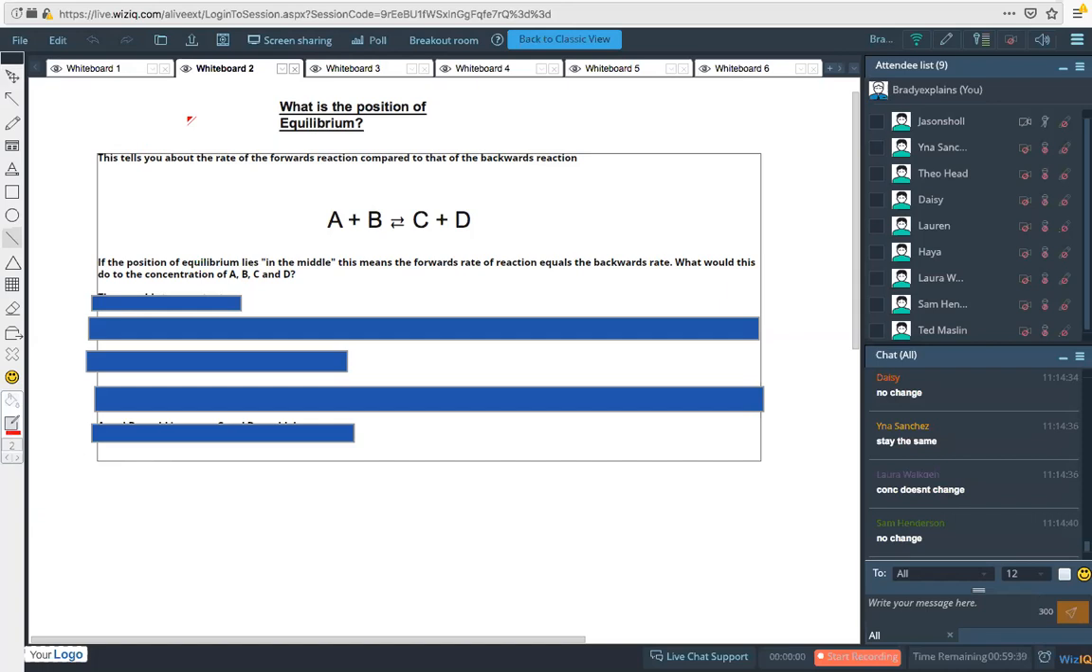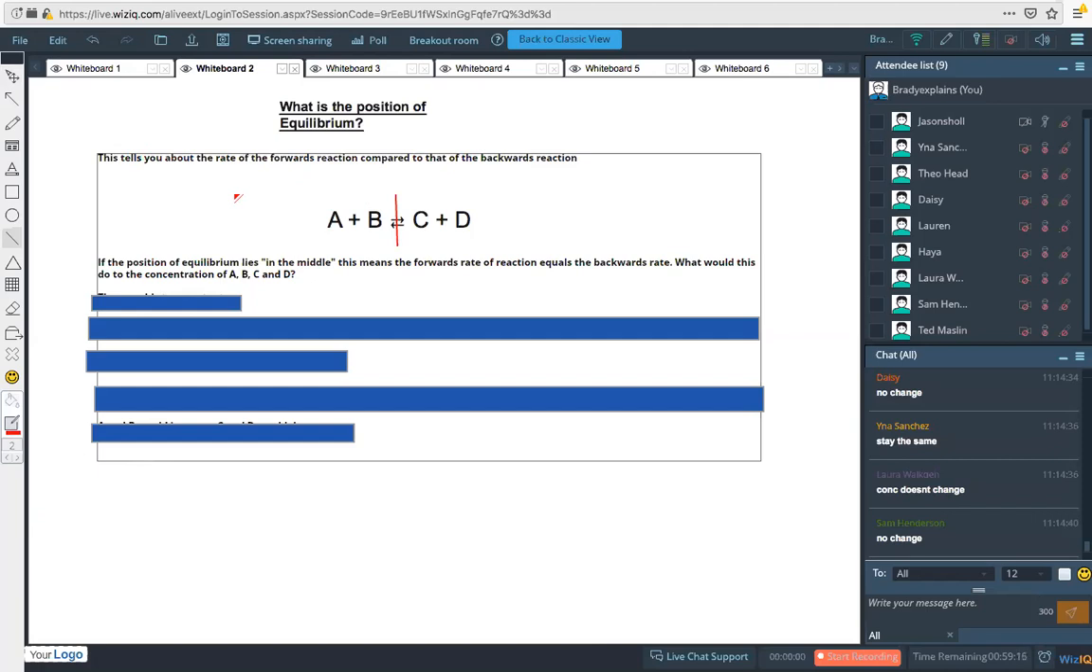And I always imagine it as an imaginary line on this equilibrium sign. So if your forwards rate equals your backwards rate, and we have a dynamic equilibrium, I always imagine we have this imaginary line right in the middle of the equilibrium sign. Now, when you're doing this in an exam, you can just do it with your finger. Just pick your finger up and place it on the equilibrium sign.